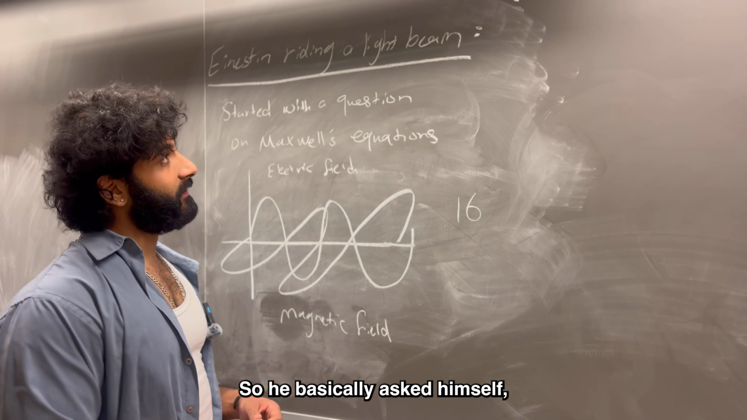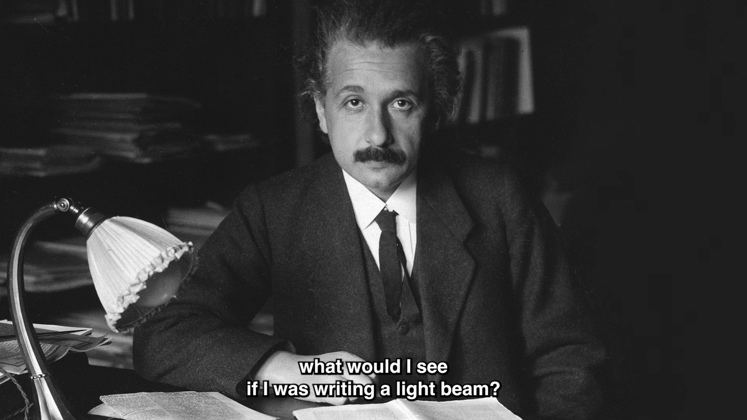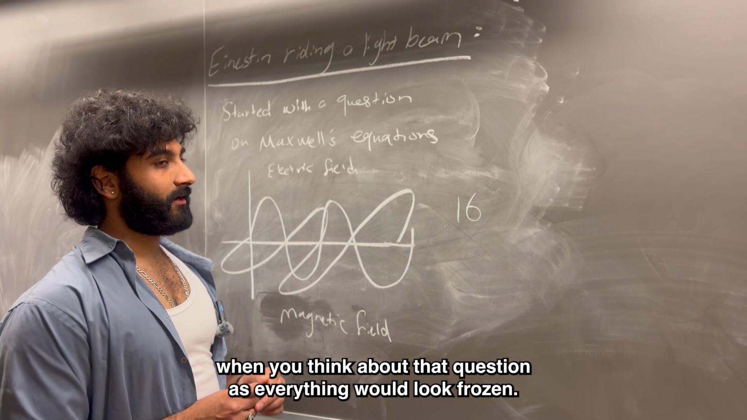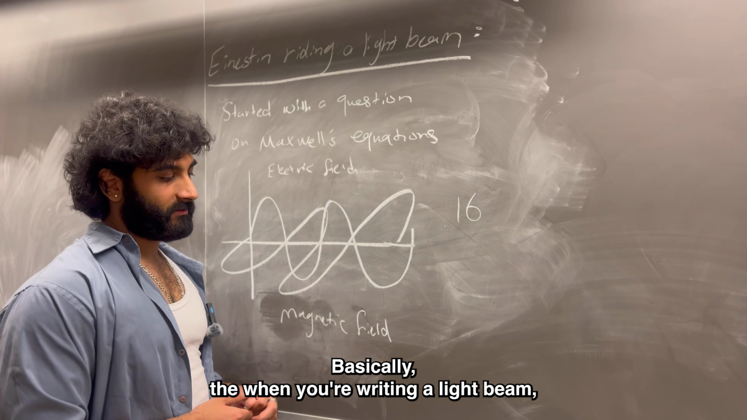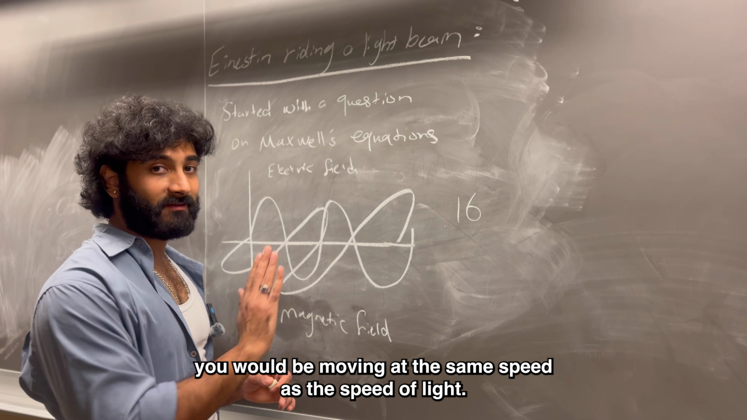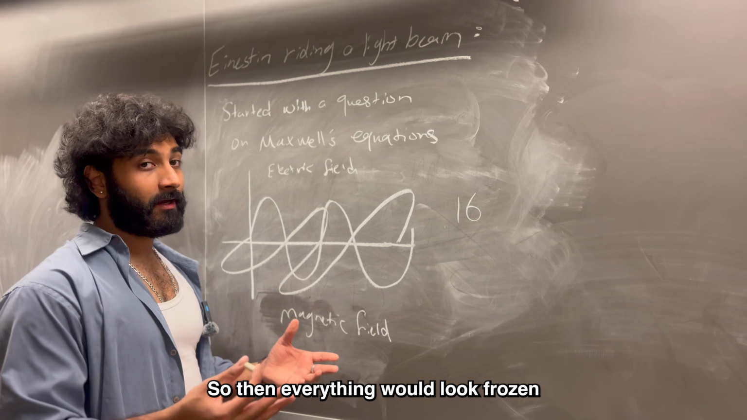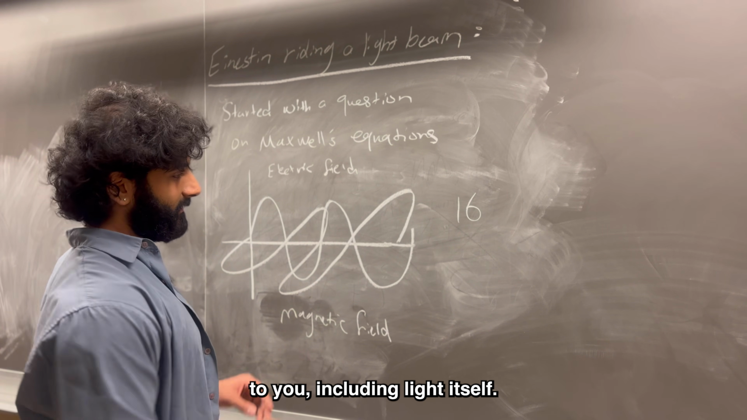So he basically asked himself, what would I see if I was riding a light beam? And the normal answer when you think about that question is that everything would look frozen. Basically, when you're riding a light beam, you would be moving at the same speed as the speed of light. So everything would look frozen to you, including light itself.